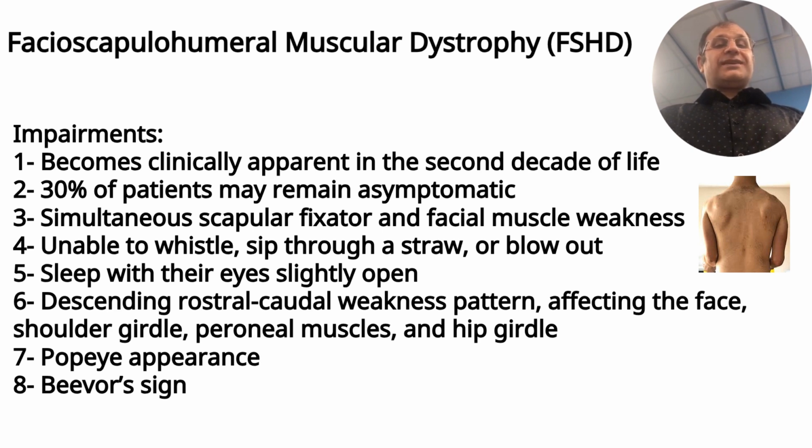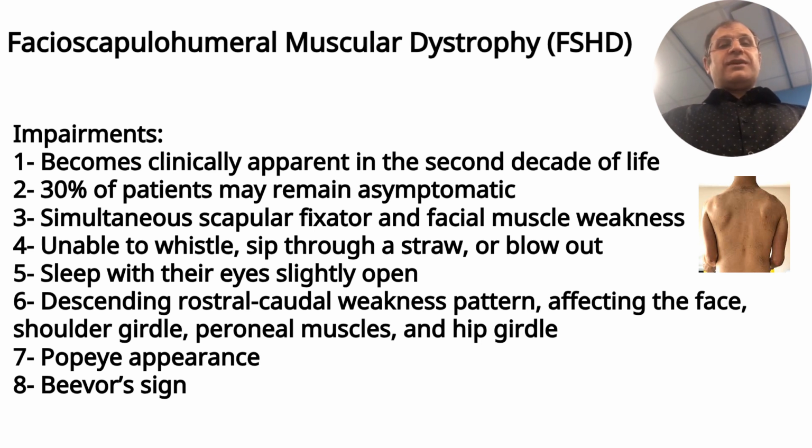Weakness follows a descending rostral caudal pattern, affecting the face, shoulder girdle, peroneal muscles, and hip girdle. Patients exhibit wide palpebral fissures, reduced facial expression, and a transverse smile. Neck flexor muscles are relatively spared compared to extensors. The shoulders appear forward sloped and rounded, with pectoral atrophy and prominent axillary creases.